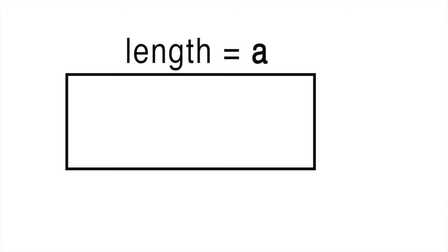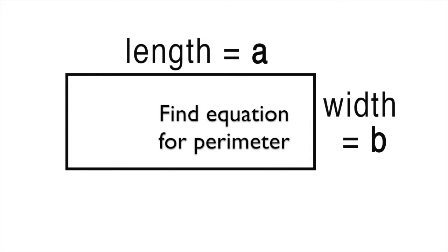When we're trying to find unknown widths or lengths of parallelograms, it helps us to be able to use equations. This isn't as hard as it sounds. Let's take a look at an example. Say we have a rectangle with length A and width B. Describe the perimeter and write an equation to represent the perimeter of the rectangle.